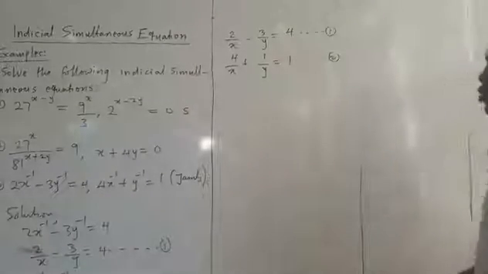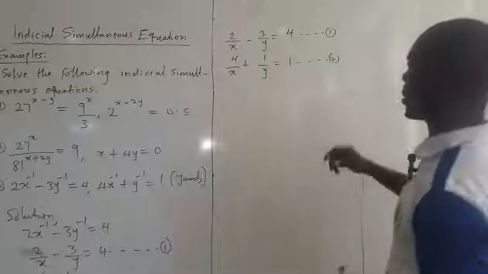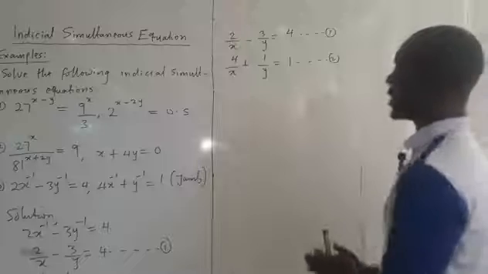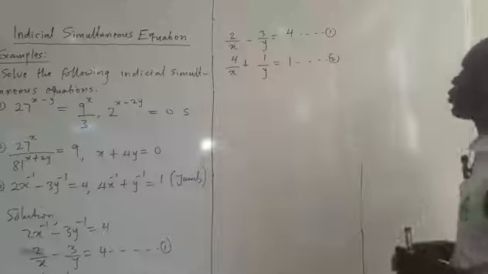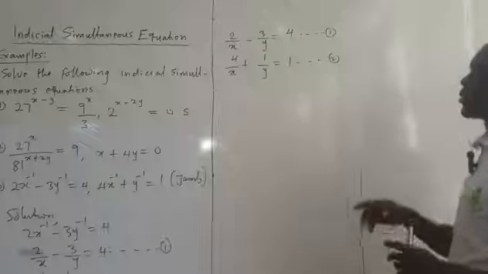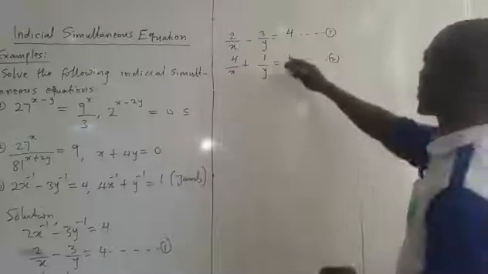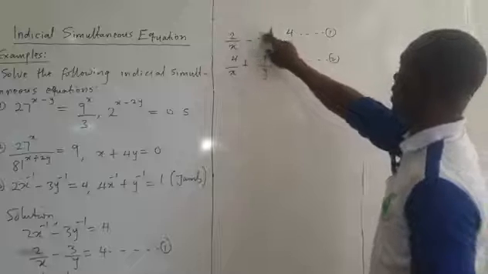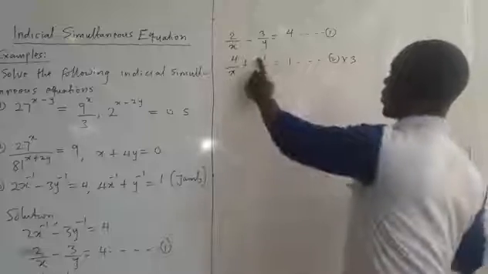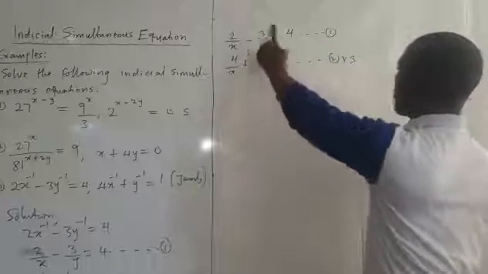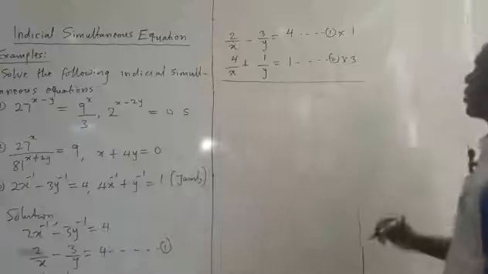From here, I would like to use the elimination method. To use the elimination method, you have to make the coefficient of the one you want to eliminate equal. So let's say I want to eliminate y from equation 1 and 2. It means we have to make the coefficient of y in equation 1 and equation 2 equal. What is the coefficient of y in equation 1? 3. I will use it to multiply equation 2 throughout. The coefficient of y in equation 2 is 1, so I will use it to multiply equation 1.